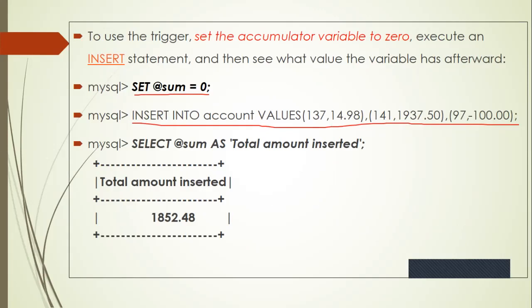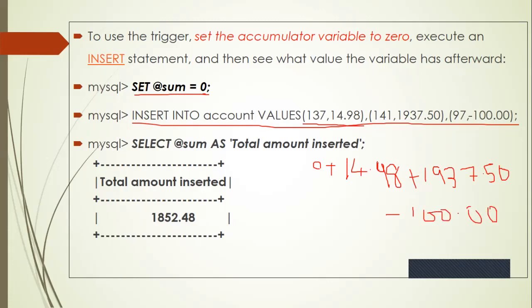Now what happens, we have seen there, whenever we are inserting, suppose we are inserting the first row here, the sum is initialized to 0, so 0 plus 14.98. After that plus 193.50, then minus, the last amount is 100.